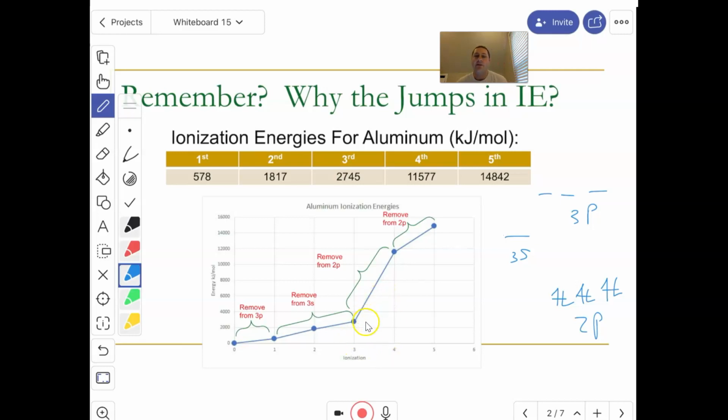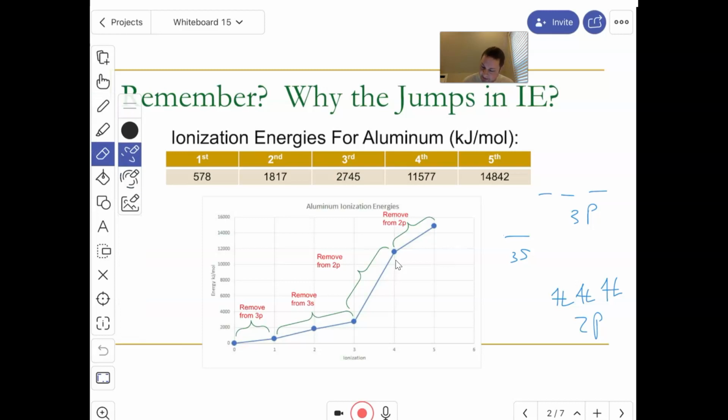And now if I want to take the 4th ionization, I've got to remove from the 2p. I see a huge jump in energy to remove something out of this 2p level. And now I don't see as big of a jump because I'm already removing from the 2p. So I've got to remove another one from the 2p. And you can imagine I would see this for a while until these are all gone. Until then I have to remove from the 2s and it would increase.